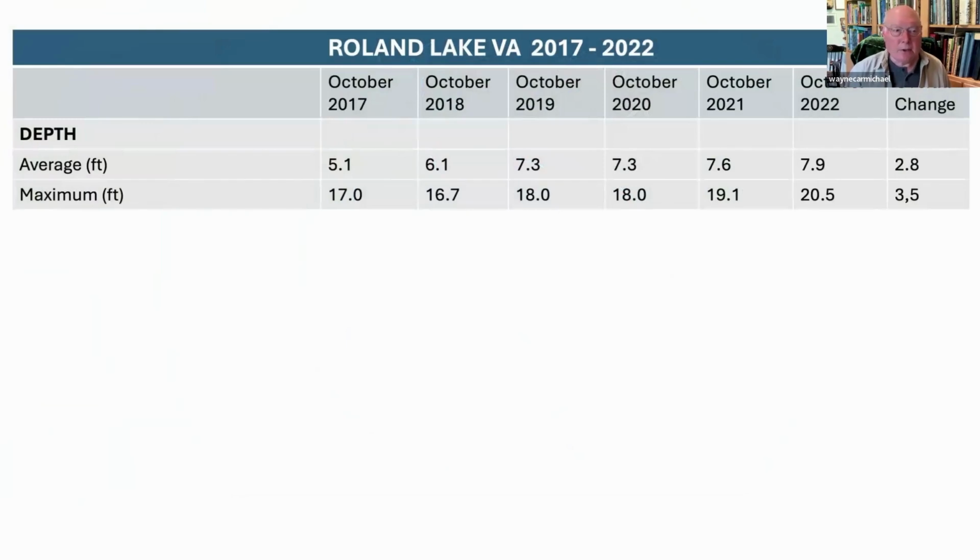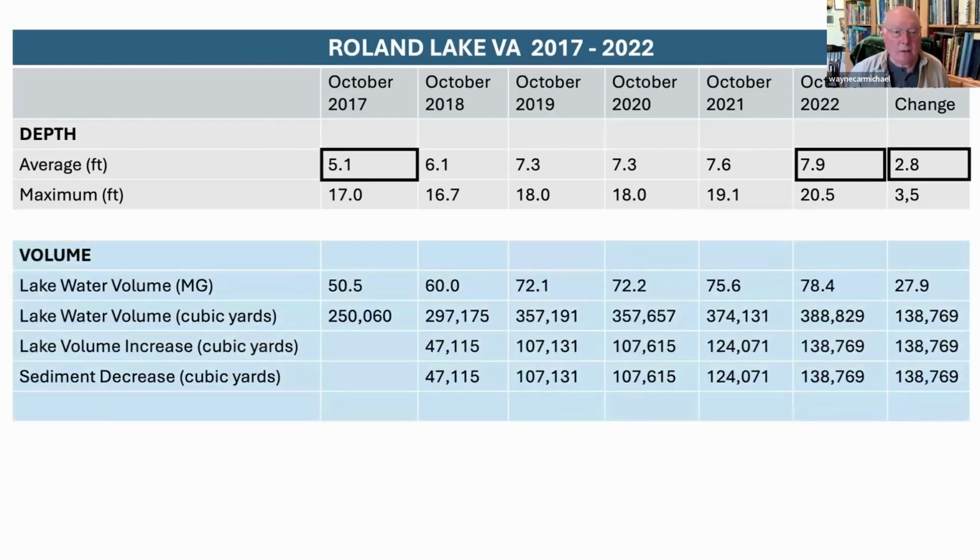And some of the numbers associated with that: the average depth in 2017, 5. By October of 22, improved to 8, for an increase of about 3 feet. And water volume, you looked at cubic yards of water volume, 250,000 in October, about, almost 400,000 in October of 2022, for an improvement of about 140,000, or an improvement of 55% in terms of water volume.